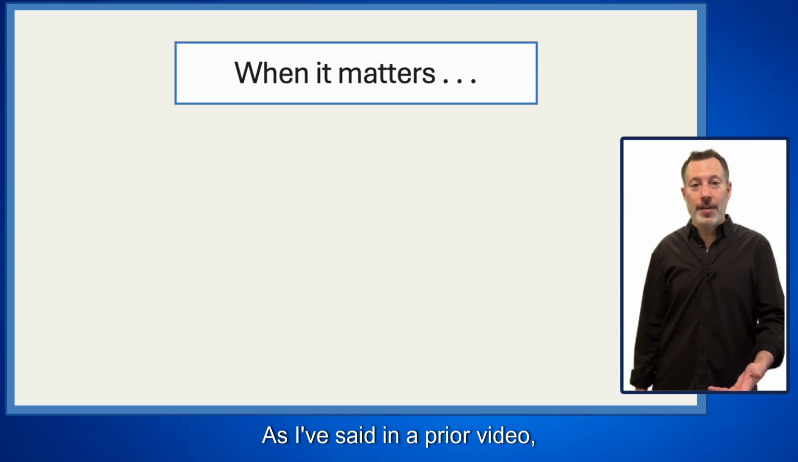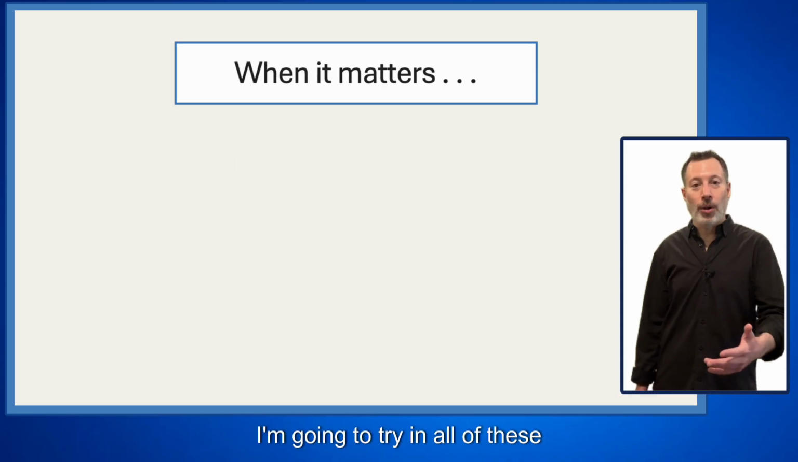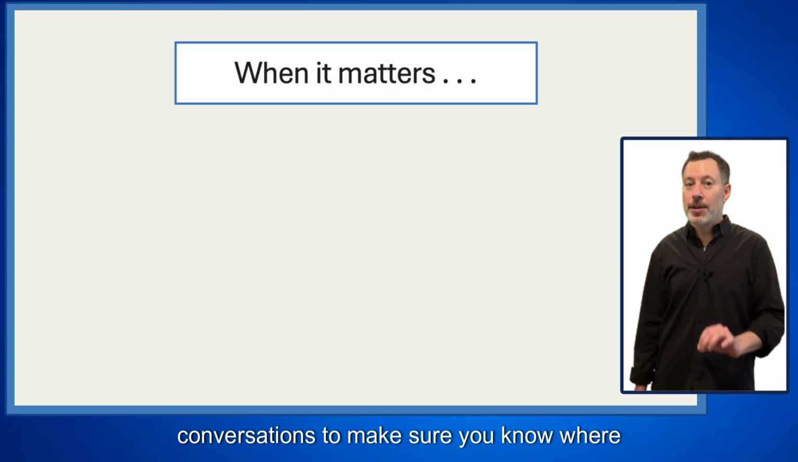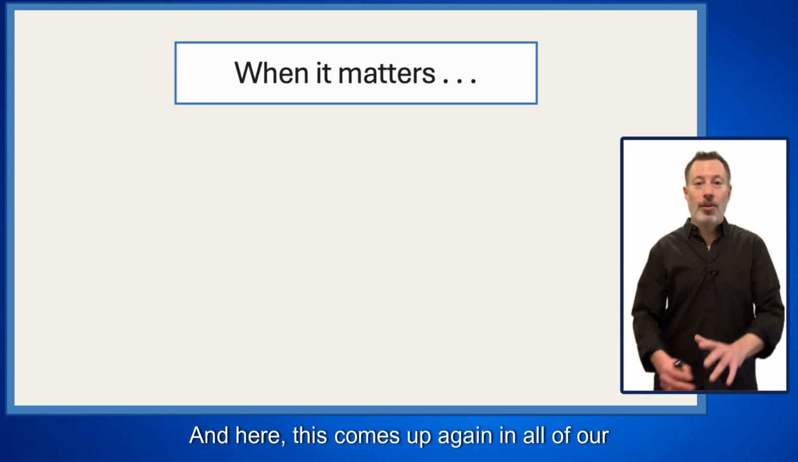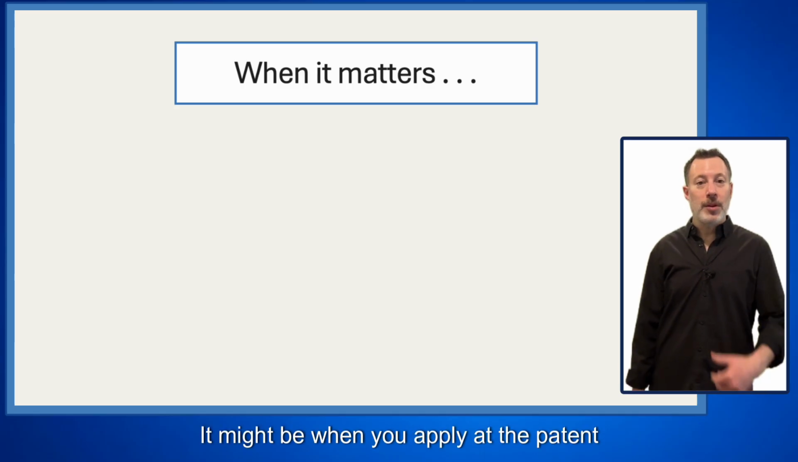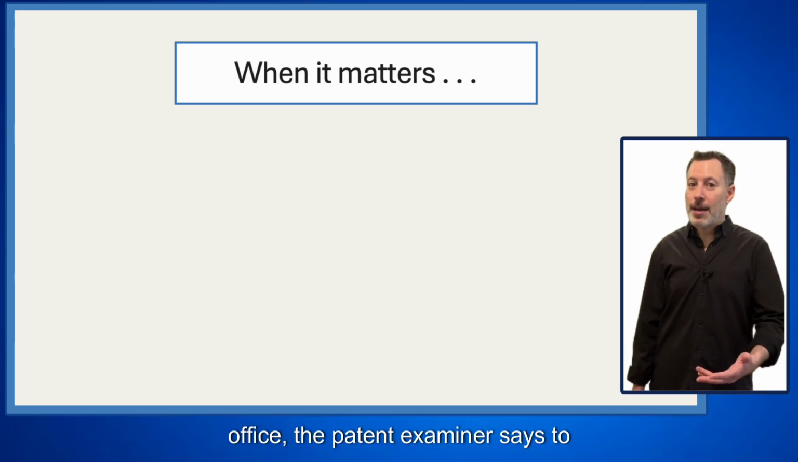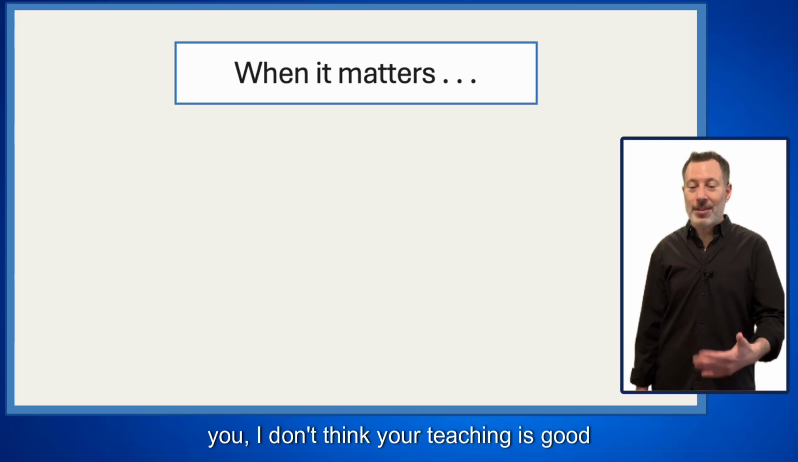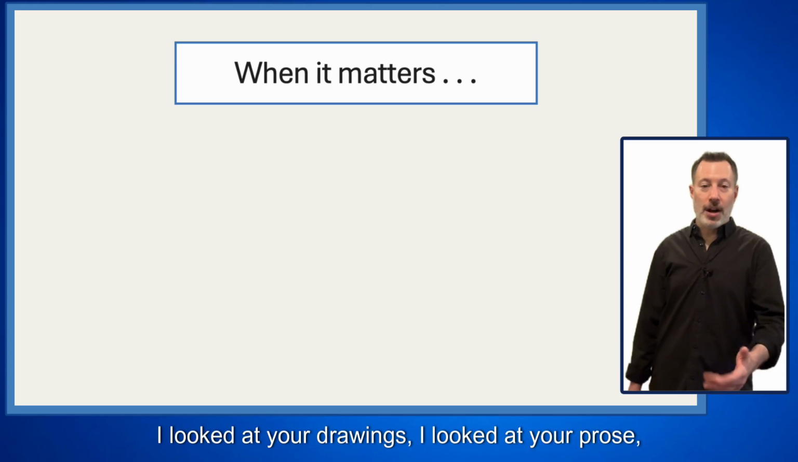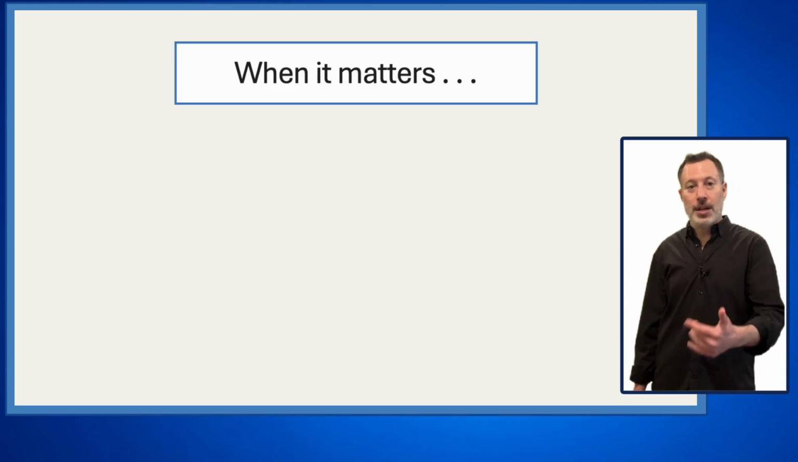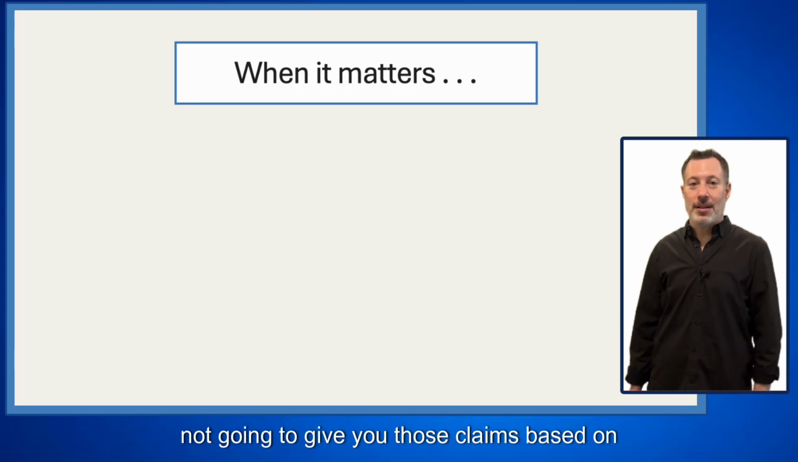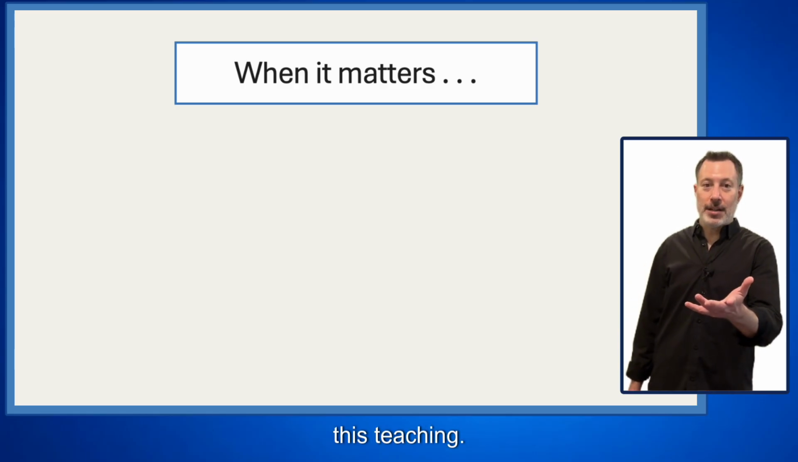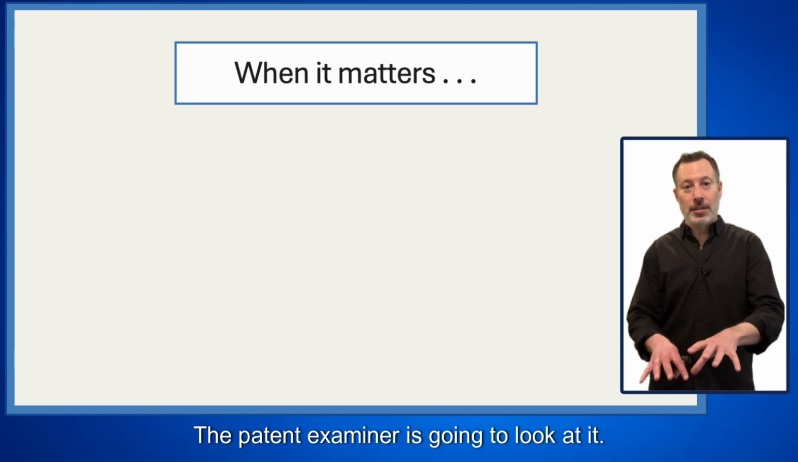As I've said in a prior video, I'm going to try in all of these conversations to make sure you know where this comes up. And here, this comes up again in all of our settings. It might be when you apply at the patent office, and the patent examiner says to you, I don't think your teaching is good enough. I looked at your drawings, I looked at your prose, I looked at the claims you asked me for, and there's a mismatch. I'm not going to give you those claims based on this teaching. The patent examiner is going to look at it.